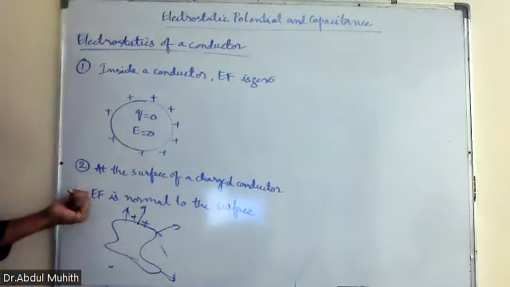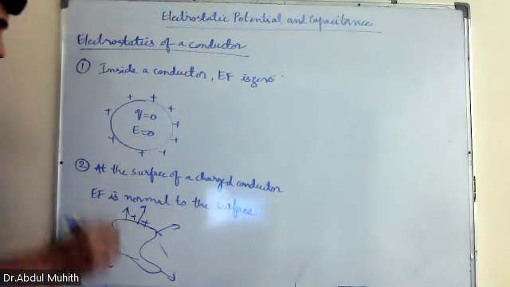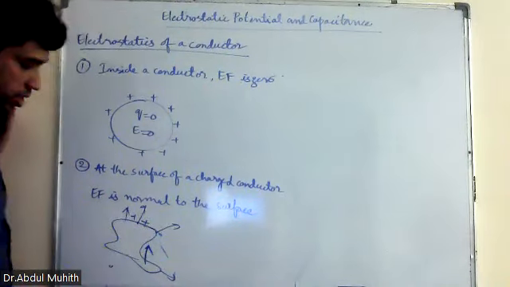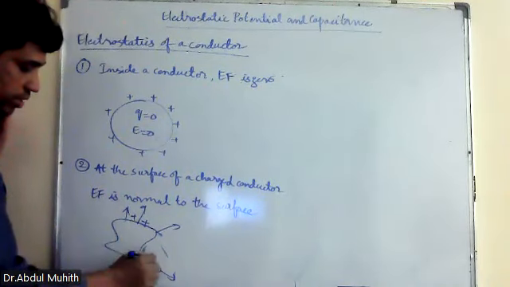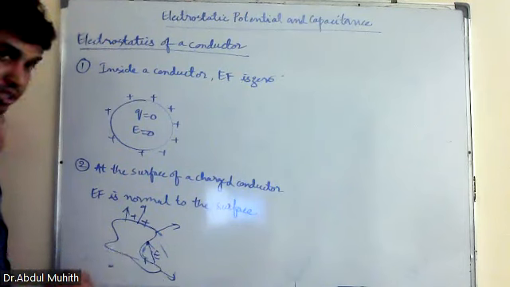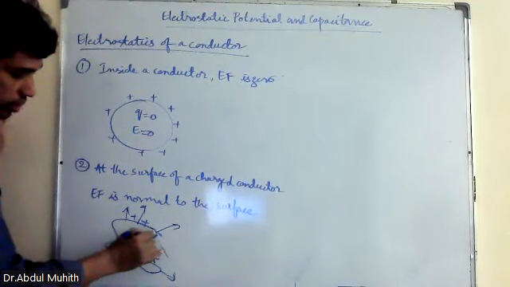Second point: at the surface of a charged conductor, the electric field is normal to the surface. For example, think that the electric field is not normal to the surface. It goes like this. If it is not normal to the surface, what will happen? This electric field will exert a force on the charge, and the charge will move from one place to another place.